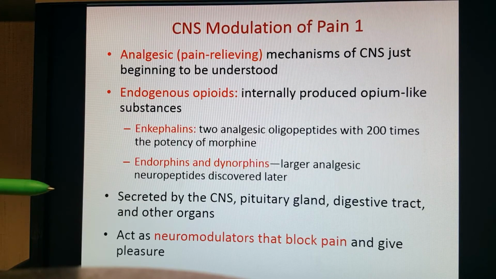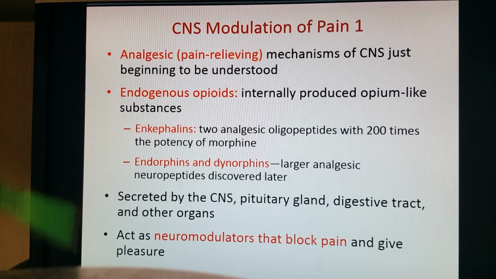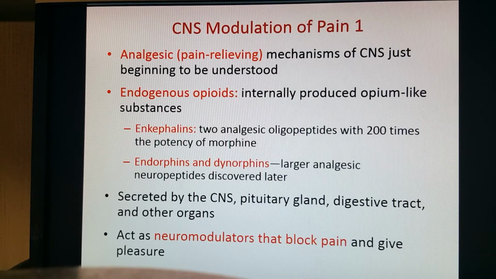These are secreted by your central nervous system, the pituitary gland, so that gland that just hangs at the bottom of the base of your brain, your digestive tract, as well as other organs. So making their own painkillers so that you're not getting that pain to the brain. They can also act as neuromodulators to block pain and give pleasure.